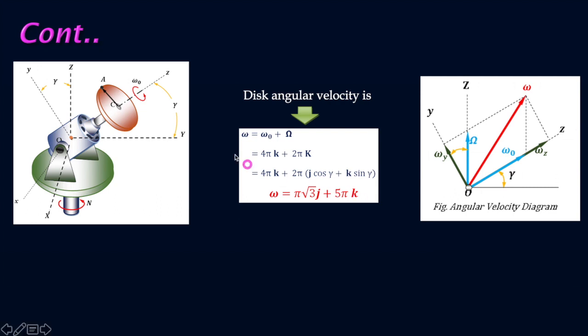Now we can draw the velocity diagram. Omega 0 is along the z axis, this small z, and this capital omega is along capital Z. Now the resultant omega is the summation of these two. So using the vector parallelogram law, draw a parallelogram, and this is the resultant.